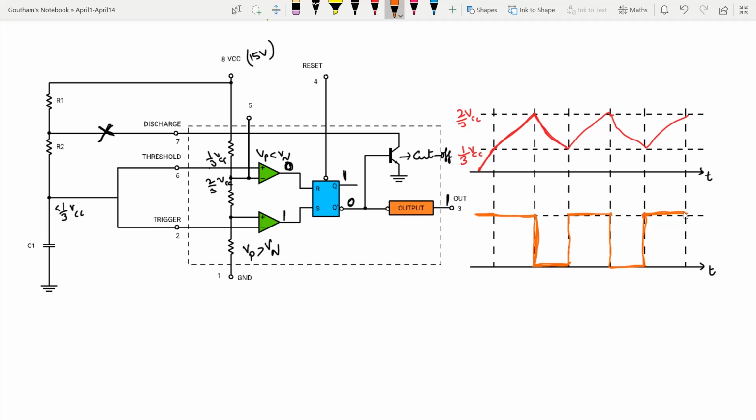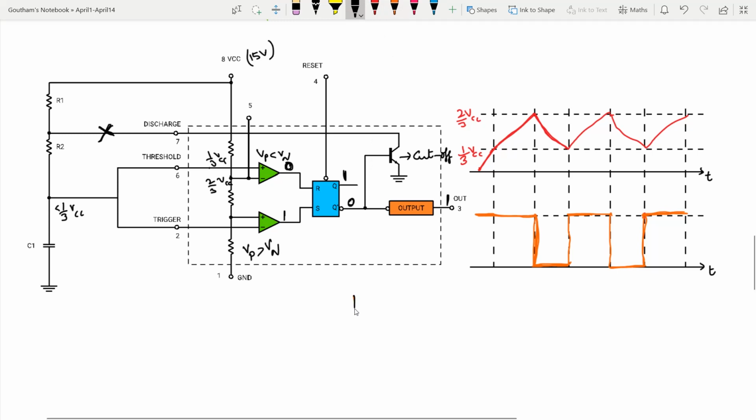If you see the output, it is nothing but a square wave. This type of signal is called a square wave, and it is on for some time, off for some time, on for some time, off for some time. Although the derivation of these time periods is not the scope of this syllabus, you are supposed to remember these values.